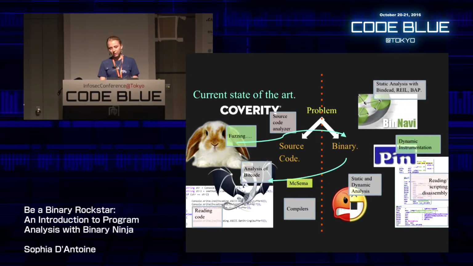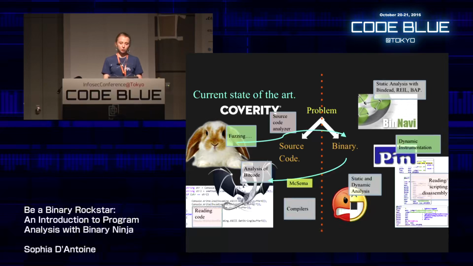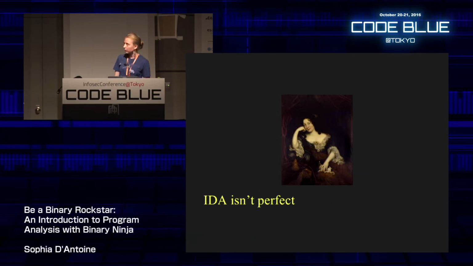Why is this? It's because IDA allows you to first analyze the binary in a way that's interactive and tweakable, as well as customizable. So this means that you can open up the program and basically just read the assembly as you would source code. However, this is not perfect, and IDA isn't perfect.